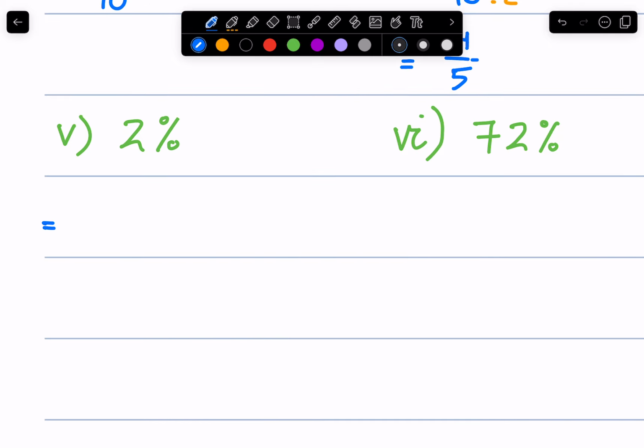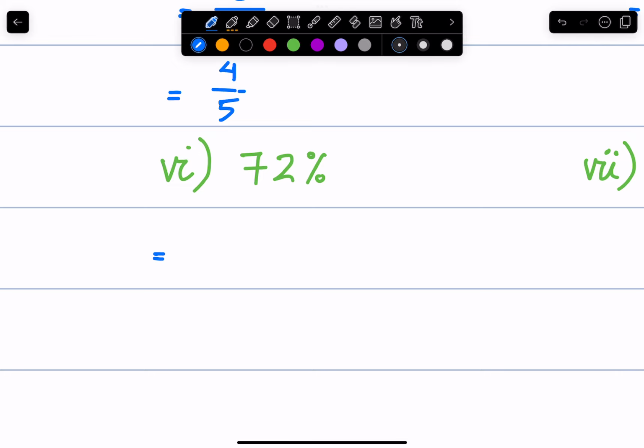Okay, so let's move on to the next examples. 2%, even if it's a single digit, it's always going to be over 100. And so 2 goes in the numerator. From here, you can see that both are even, so you can divide both by 2. 2 divided by 2 is 1, and 100 divided by 2 is 50. So 2% is 1 over 50.